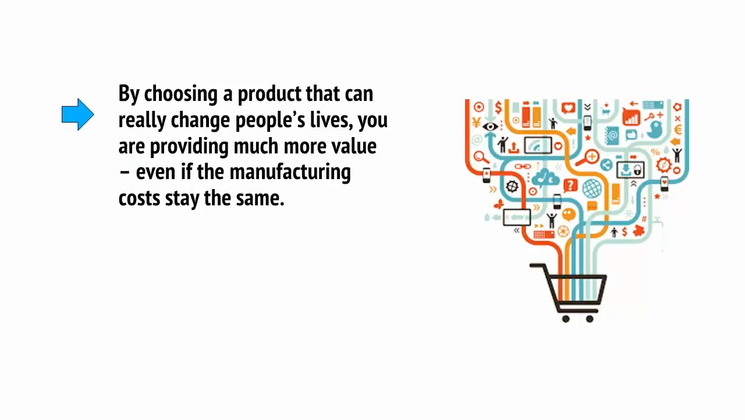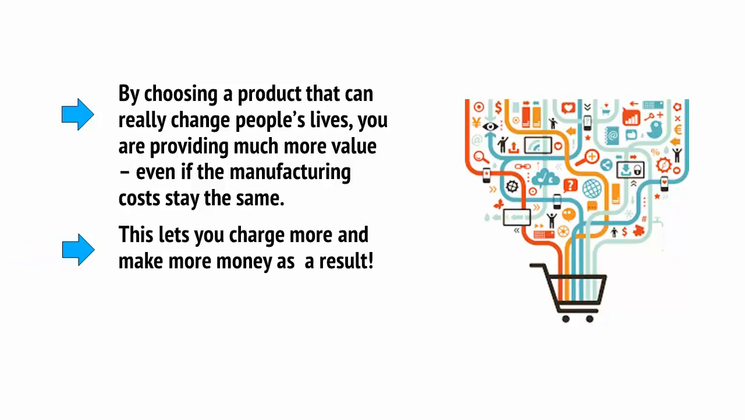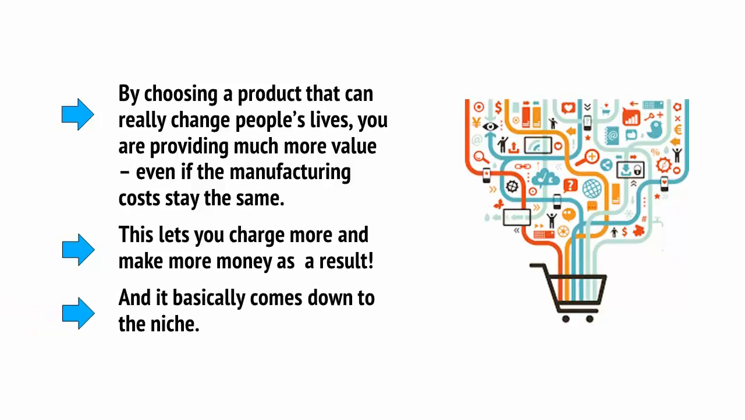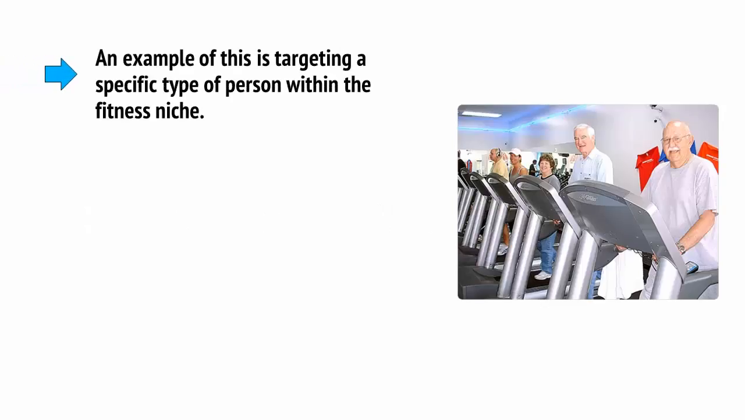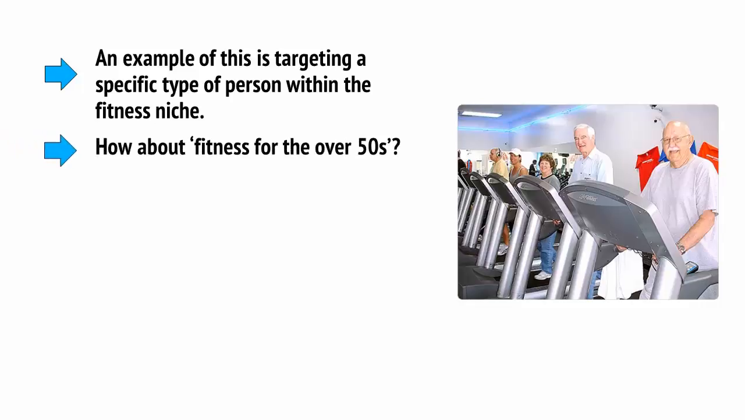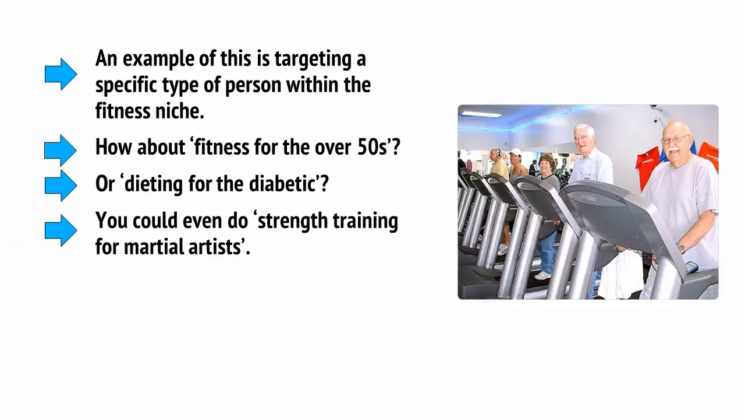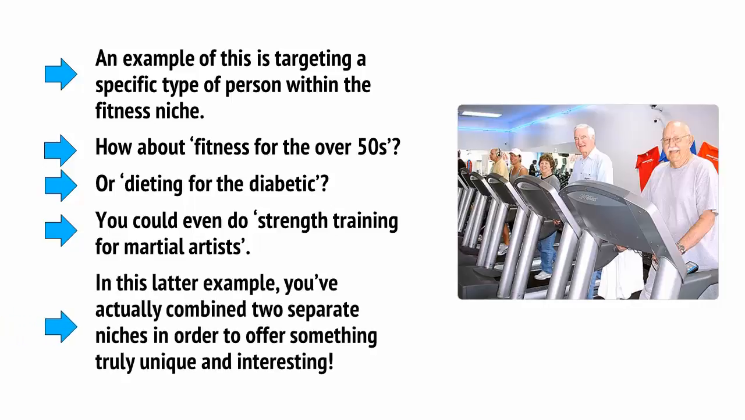By choosing a product that can really change people's lives, you're providing much more value, even if the manufacturing costs stay the same. Now, this lets you charge more and make more money as a result, and it basically comes down to the niche. In order to tick all these boxes, one strategy you can use is to target a sub-niche, a niche within a niche. An example of this is targeting a specific type of person within the fitness niche. How about fitness for the over 50s or dieting for the diabetic? You could even do strength training for martial artists. In this latter example, you've actually combined two separate niches in order to offer something truly unique and interesting.